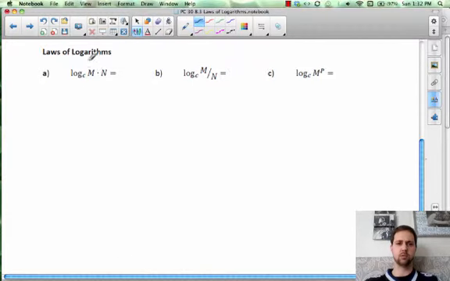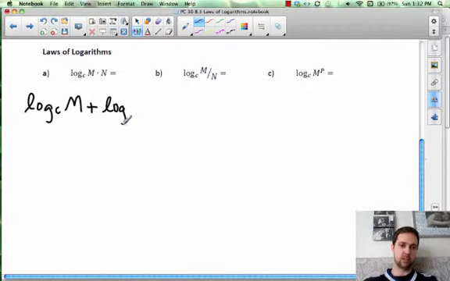Laws of logarithms. Okay. So log base c of m times n can also be written as the sum of two logarithms with the exact same base. So log base c of m plus log base c of n. So you can take these logarithms separately and write them as a sum.